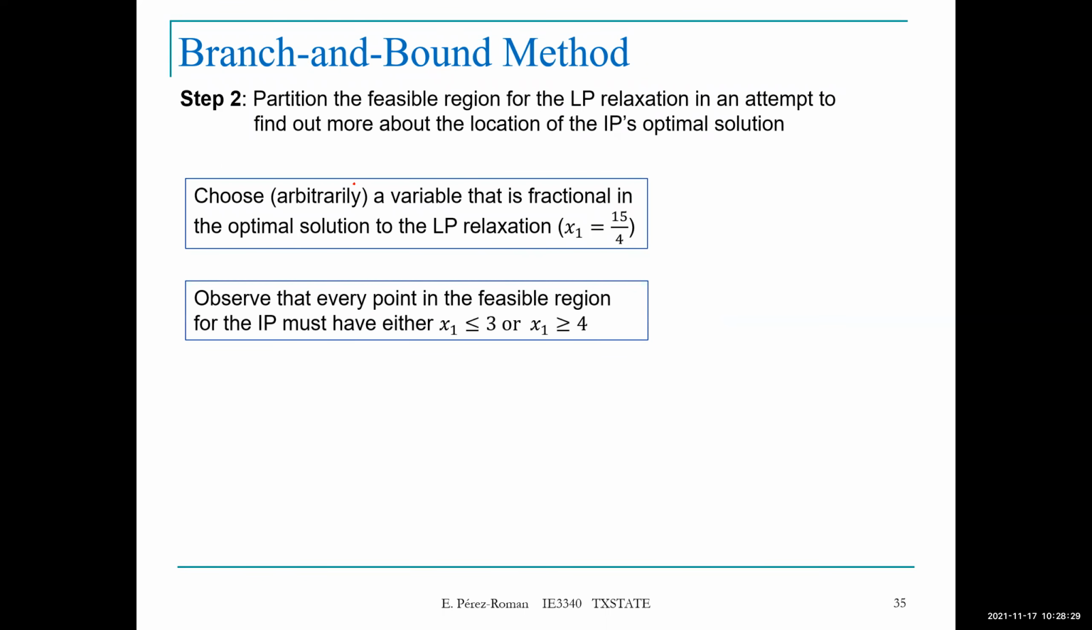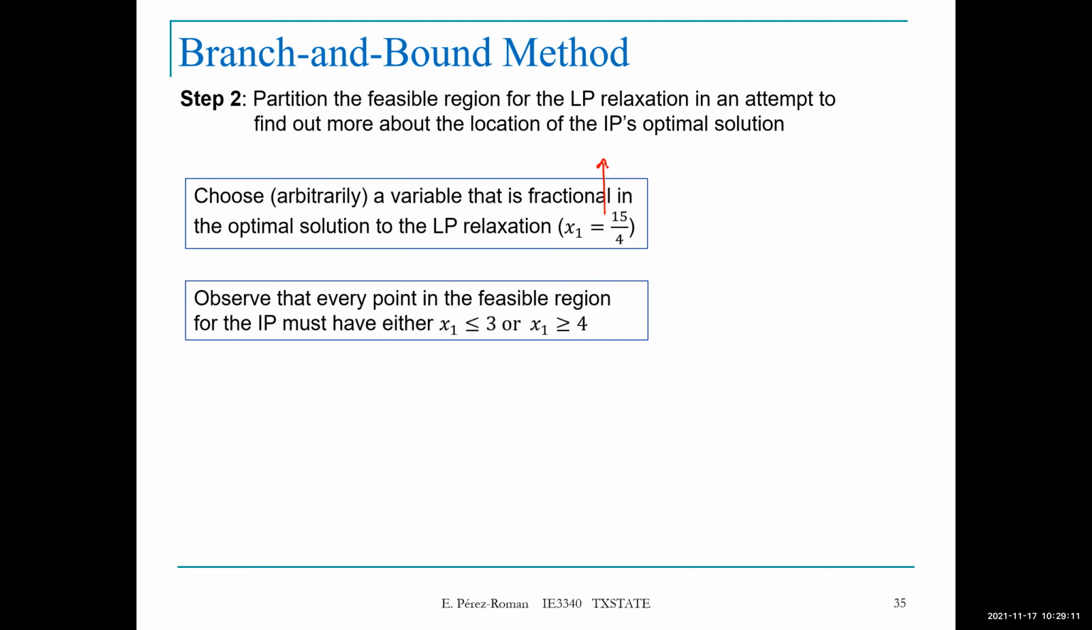Observe that every point in the feasible region for the IP must have either x1 less than or equal to 3 or x1 greater or equal to 4. So what this means is that we're going to find the integer values that are closer to this fractional number, right? Those are 3 and 4. This fractional value is in between 3 and 4. So we know that if this solution is going to be integer, it has to go up or down in this range. It could be 3 or it could be 4. I don't know which one it is, but it has to be in that area.